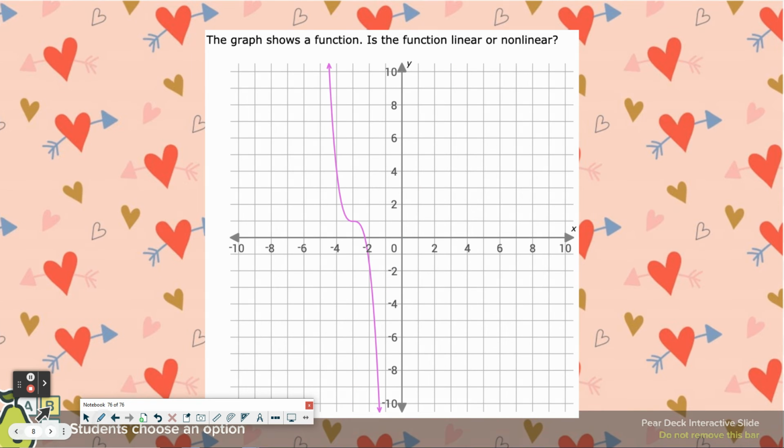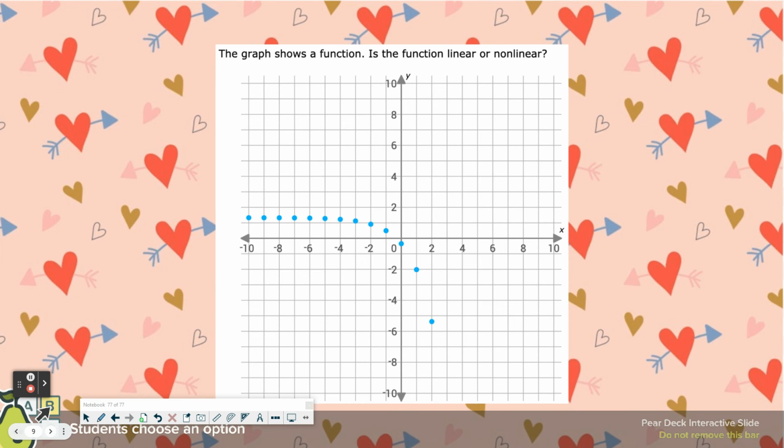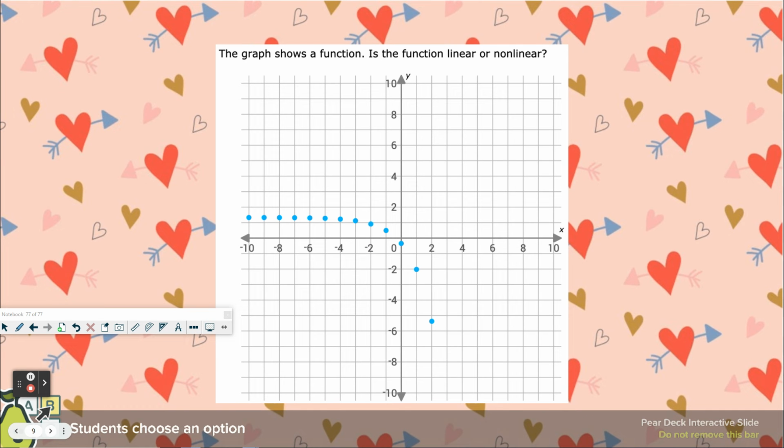Okay, go to your next slide. Is this function linear or nonlinear? And we picked nonlinear. Next slide. The graph shows a function. Is this linear or nonlinear?